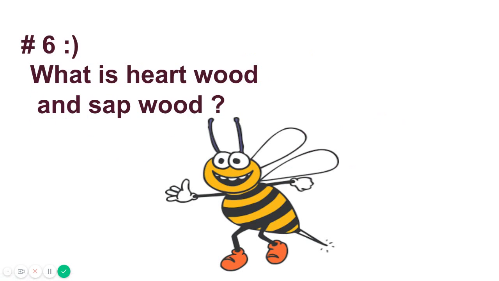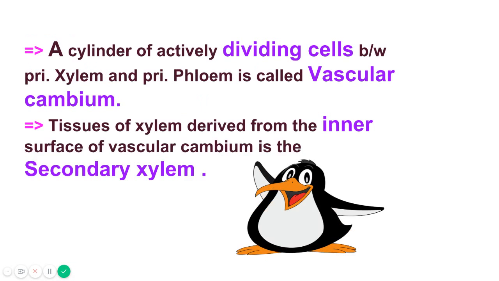Now question number 6 is, what is hardwood and what is sapwood? Students, a cylinder of actively dividing cells between primary xylem and primary phloem is called vascular cambium. I repeat, the vascular cambium is a cylinder of actively dividing cells between primary xylem and primary phloem. Tissue of xylem derived from the inner surface of vascular cambium is the secondary xylem.